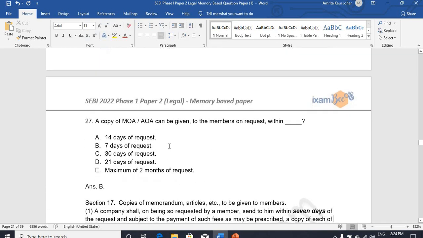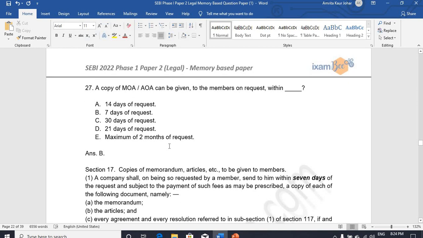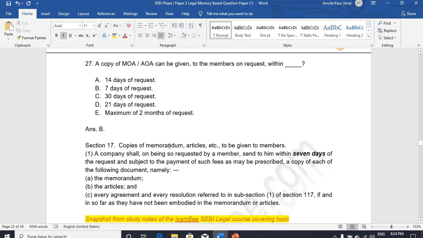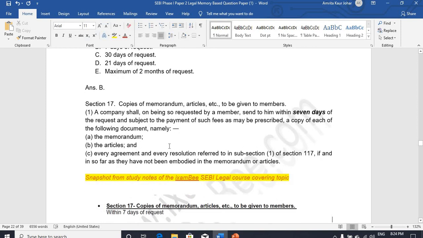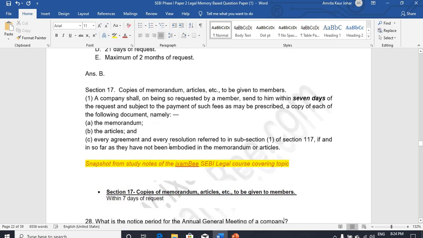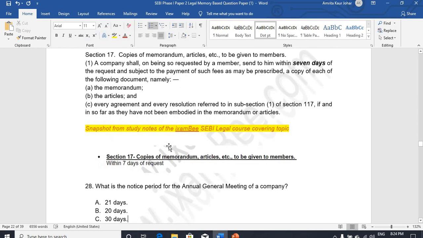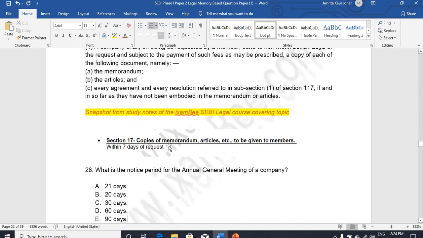A copy of MOA or AOA can be given to the members on a request, and that can be given in how many days? That can be given within 7 days of request. So this was asked. This is covered under section 17 of Companies Act, that these copies of MOA and AOA can be paid within 7 days and on payment of prescribed fees. Copies of memorandum, section 17 of Companies Act.